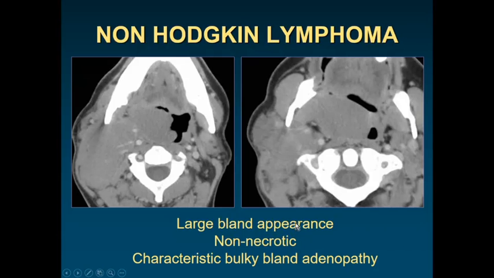Let's talk about the last couple cancers that we'll review today. Non-Hodgkin's lymphoma typically has a large and bland appearance. So you can have very bulky adenopathy and primary disease, but it's characteristically non-necrotic, unlike squamous cell carcinoma. So often you can prospectively call this a lymphoma simply because of that fact. It's not very enhancing and there's no necrosis.